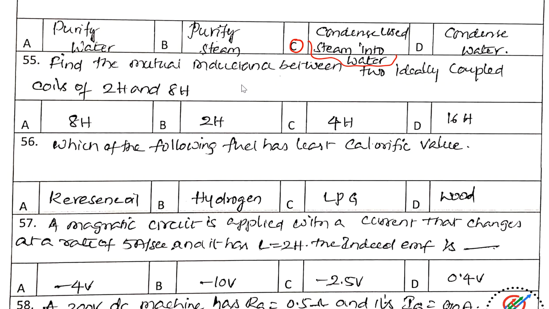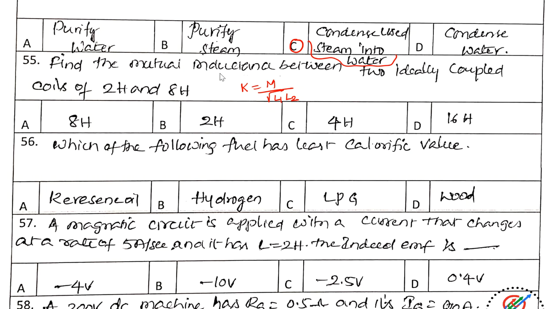K is equal to the coefficient of coupling, K is equal to M divided by the square root of L1 and L2. If you are preparing for SSC JE, this is the most important formula. Without this formula, no question is there. You can get a maximum of 4 to 5 questions based on this same concept.